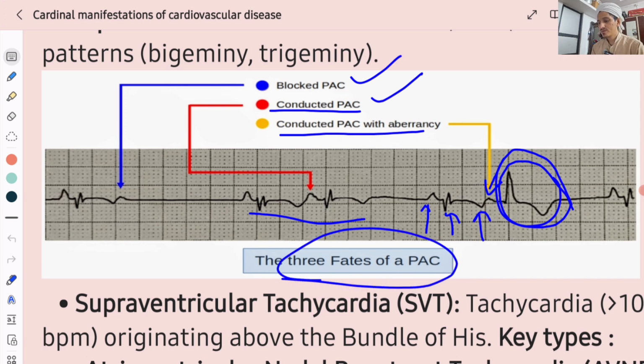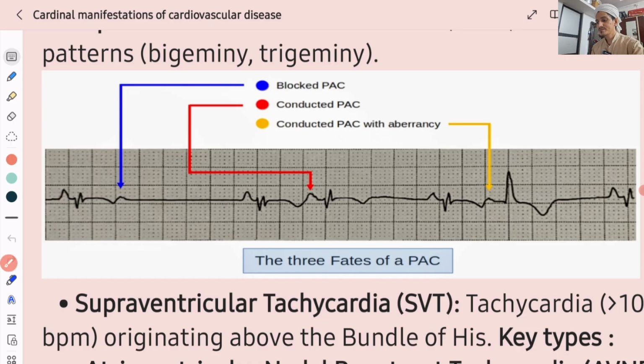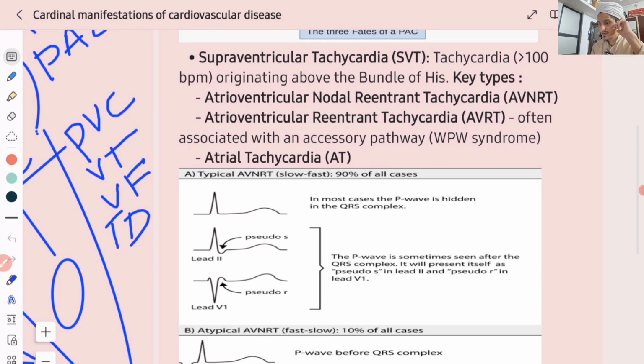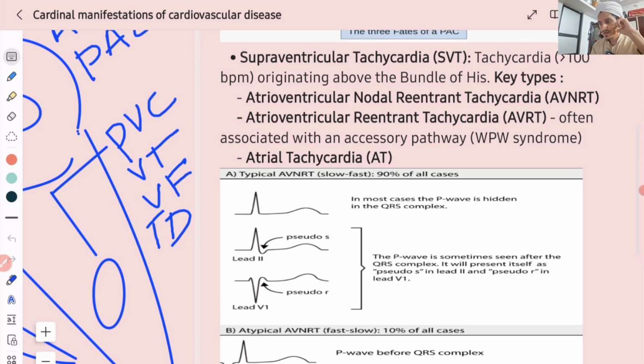Now we will move on towards supraventricular tachycardia. Okay, so more than 100 beats per minute originating above the bundle of His. Key types are AVNRT, AVRT, AVRT often associated with an accessory pathway, nothing but WPW syndrome, and atrial tachycardia. Now first we will discuss AVNRT.